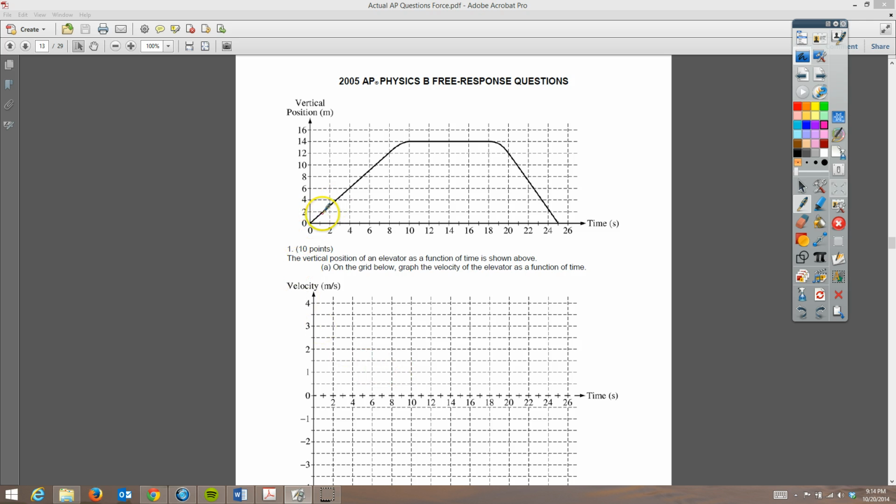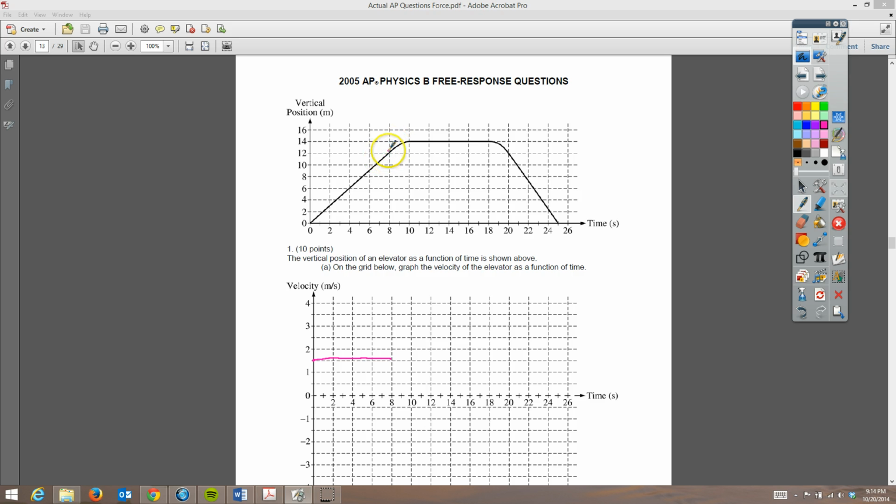The best way to do this is if we look, we see that there's a pretty constant slope from 0 all the way up to about 8 seconds. And if you find the value for that slope, it would be about 1.5 meters per second. So we're going to start that 1.5 right here, and we're going to make a straight line all the way over to 8 seconds.